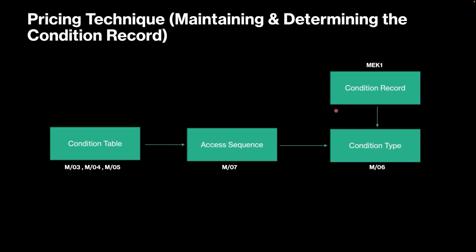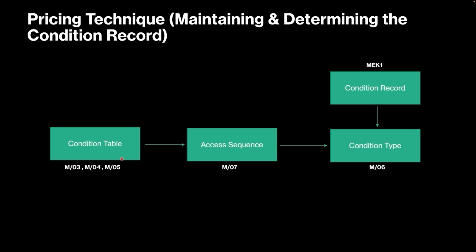That is, in our previous example, we saw that against the combination of material and vendor, you would save the prices, and then whenever you create a purchase order with the same combination of material and vendor, the system will automatically propose the prices from the condition record. So to save this condition record, we need to have this combination of fields in the system, and this combination of fields is basically saved in something called a condition table.